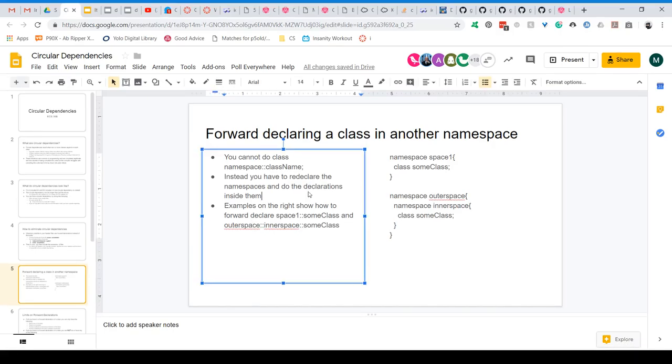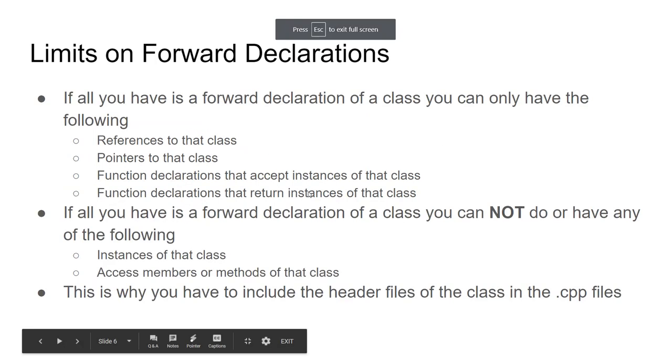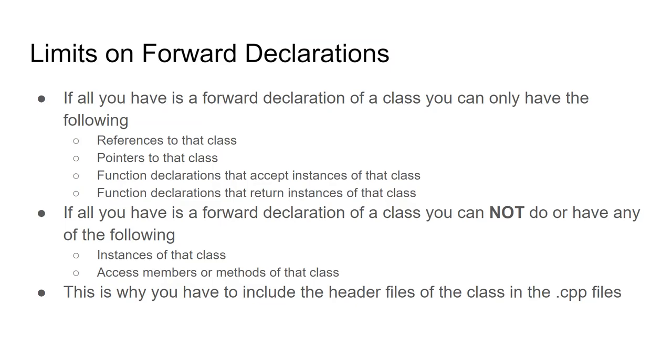So again, the forward declarations are the fix. But there are some limits on what you can have with a forward declaration. If you have a forward declaration of a class, and that's all you have, you don't actually have the class's definition, you can create a reference to that class, a pointer to that class. You can also have functions that accept references or pointers or instances of that class. You can also have functions that return references, pointers, or instances of that class.